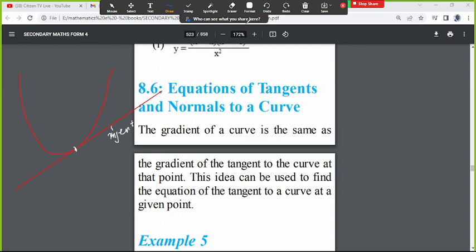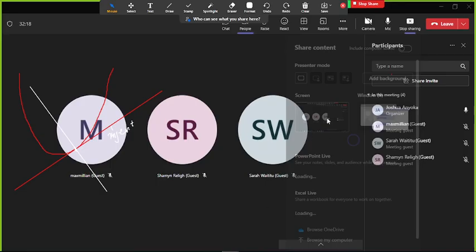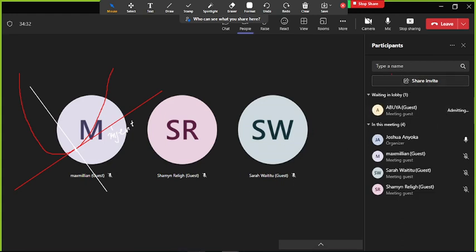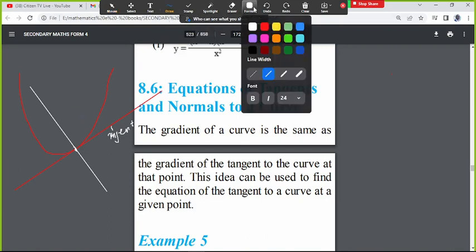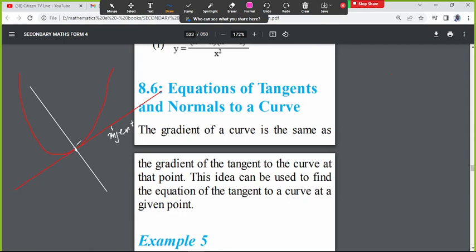And then when we have another line which is perpendicular to the tangent and passing through that point, this straight line which is now passing through that particular point, at this point here, this is the one we call the normal.